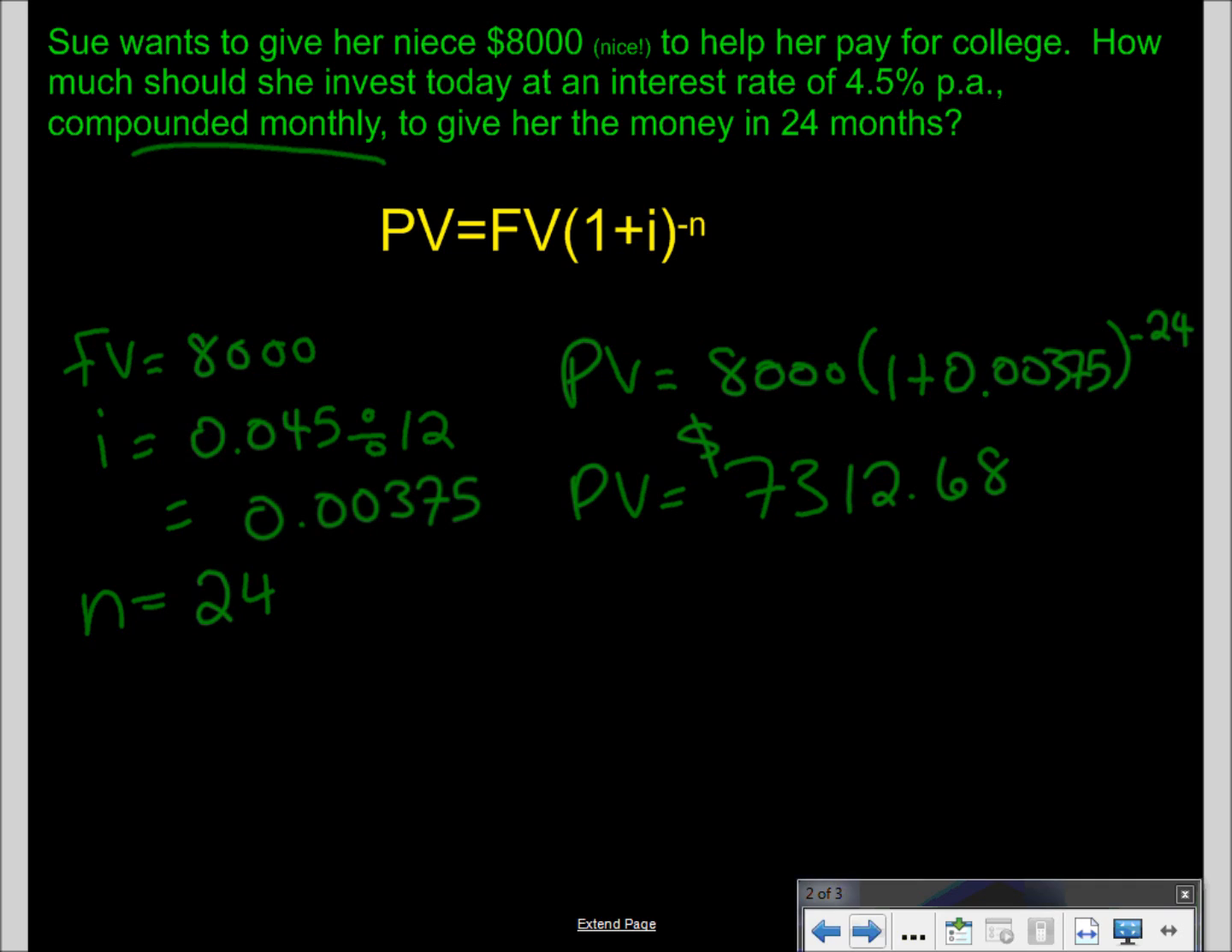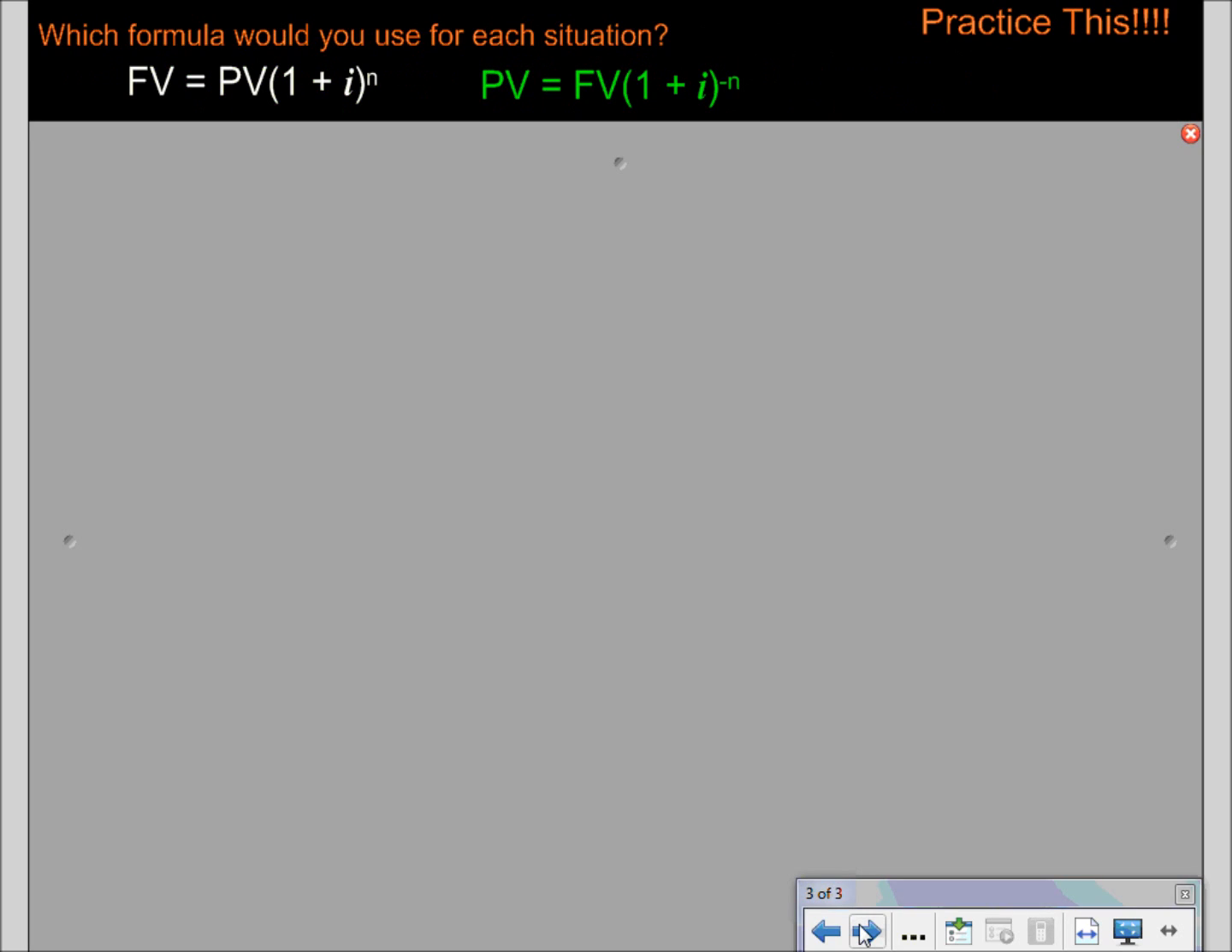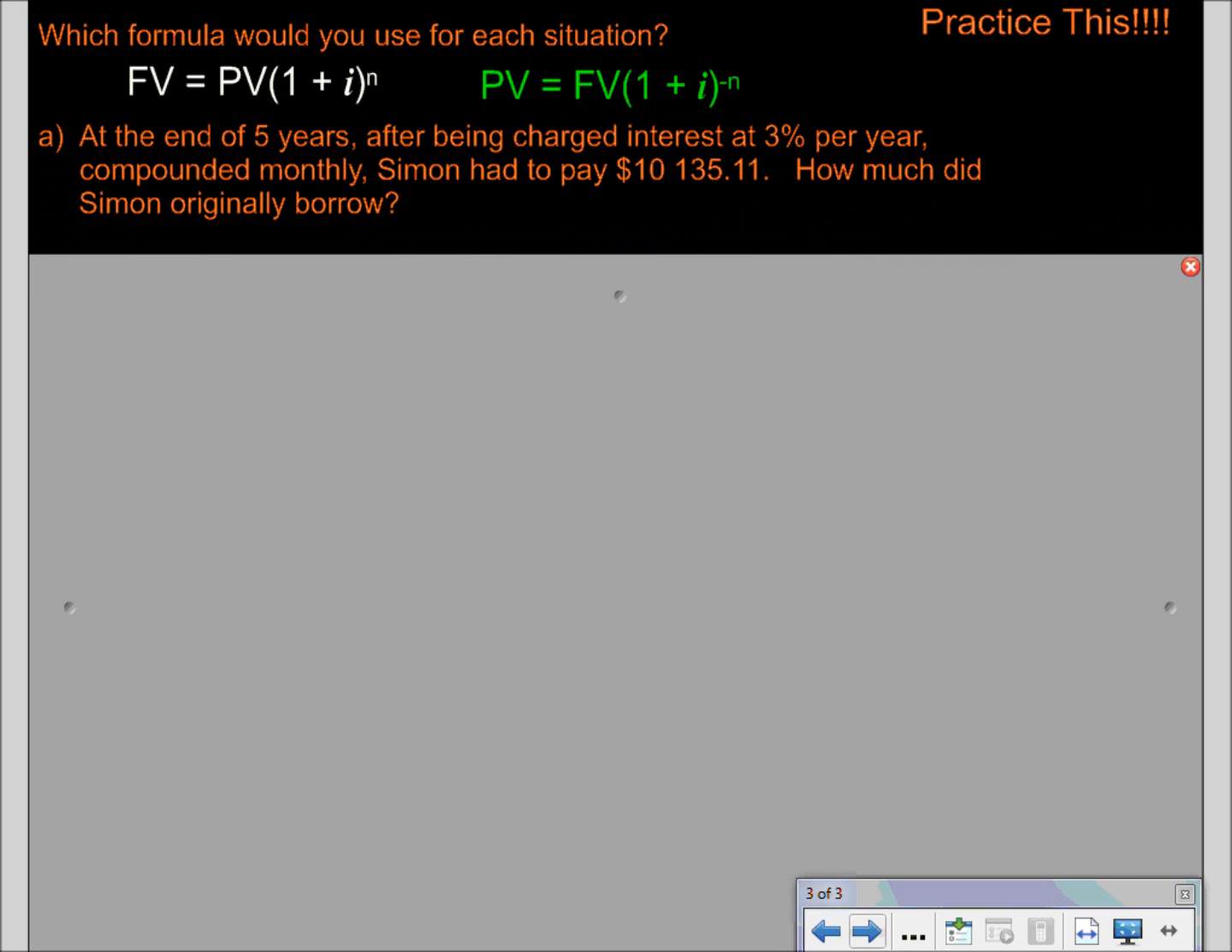Now, because she wants the money in 24 months, so that's 2 years, right? Okay, so you see why you need to invest early, right? Okay, which formula would you use for which situation, okay? So, at the end of 5 years, after being charged interest at 3% compounded monthly, Simon has paid $10,135.11. How much did he originally invest?